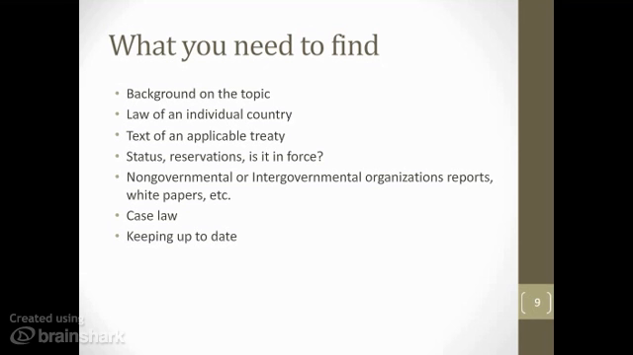Is the U.S. a party? It all helps to define your research. Take a look at non-governmental or intergovernmental organizations and their publications. They may help a lot. Take a look at case law in tribunals and international cases, and some domestic cases sometimes can be helpful. And then you need to figure out how to keep up to date. We'll talk about that in the next slides.